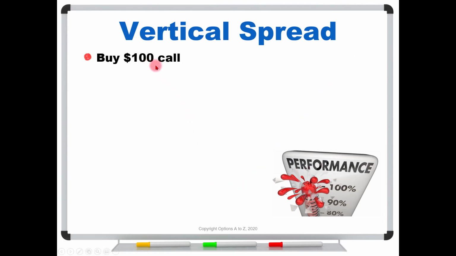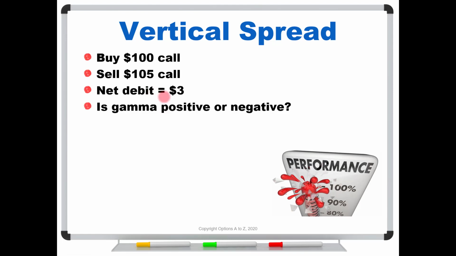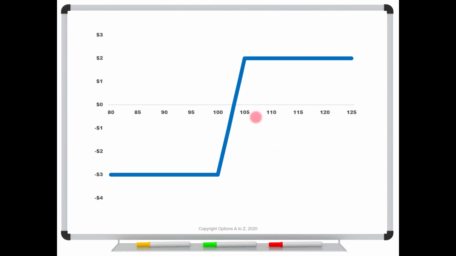Let's say that you buy the 100 call and you sell the 105 call for a net debit of 3. So here's a question. Is your gamma positive or negative? Well, it's a little bit of a trick question, because this is what your risk graph looks like at expiration. So once again, we get a bend at one of our strikes here at 100.